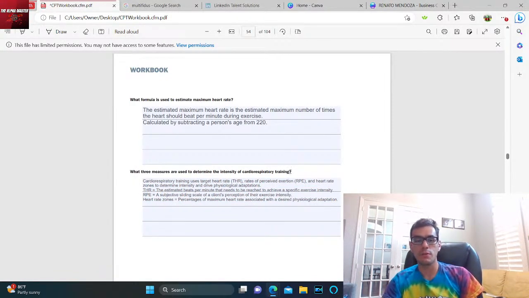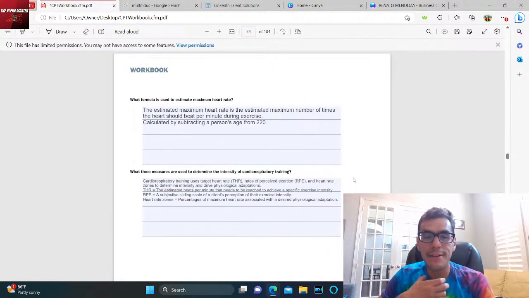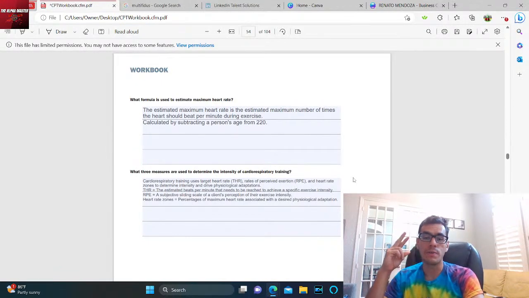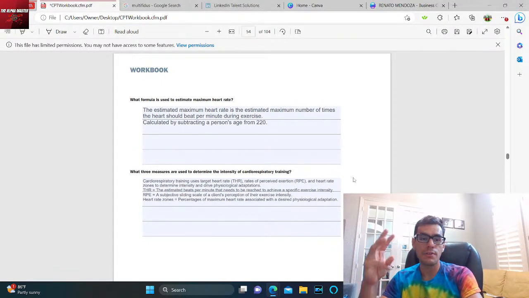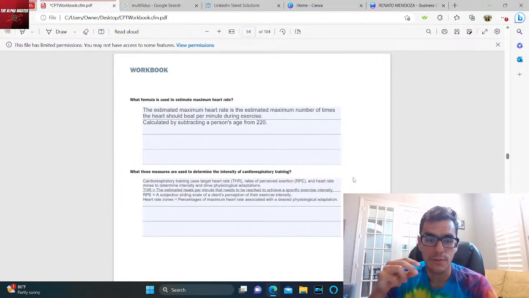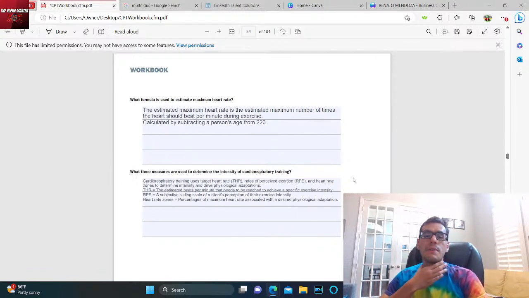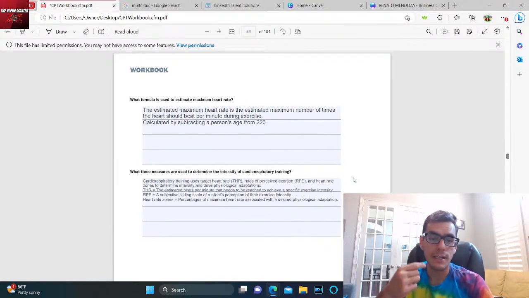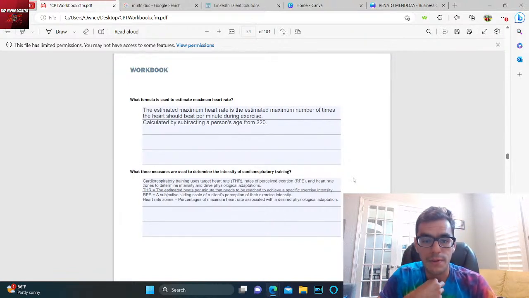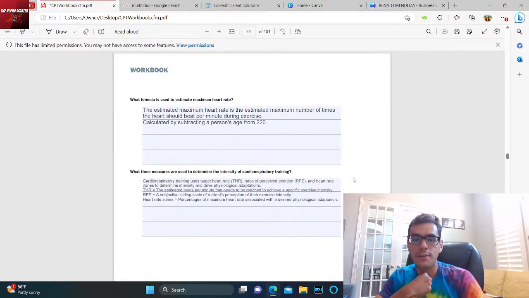So the three measurements used to determine the intensity of cardiorespiratory training: cardiorespiratory training uses the target heart rate, perceived exertion, and heart rate zones to estimate intensity and drive its physiological adaptations. Target heart rate is the estimated beats per minute that needs to be reached to achieve a specific exercise intensity. Rate of perceived exertion is a subjective sliding scale of a client's perception of their exercise intensity. And finally, the heart rate zones are the percentage of the maximum heart rate associated with the desired physiological adaptation.